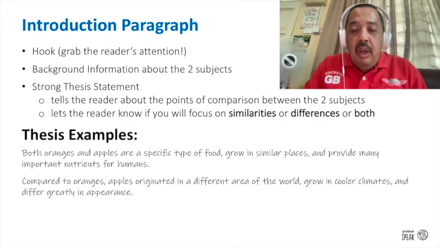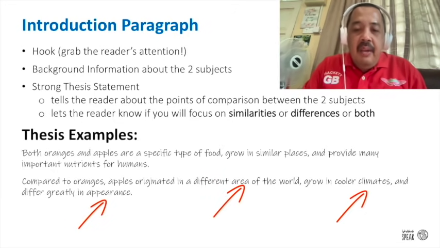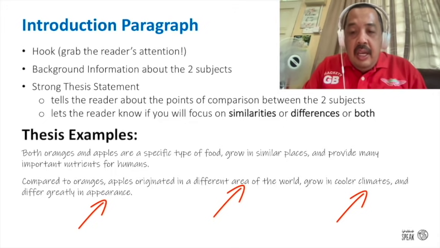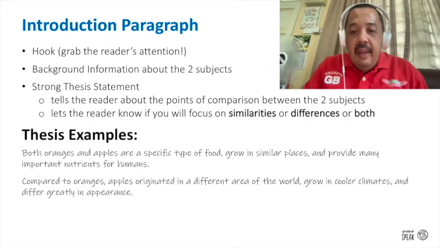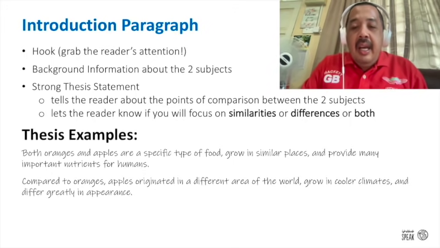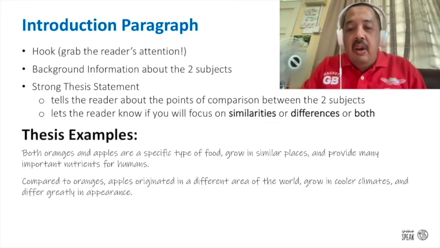Now, let us say we want to talk about differences. Our thesis would look something like this. Compared to oranges, apples originated in different areas of the world, grow in cooler climates, and differ greatly in appearance. So I've let my reader know that the 3 points of comparison are the different areas of the world where they originated, where they grow, and they look different. Their appearance is different, and the reader knows I am focusing on differences, right?